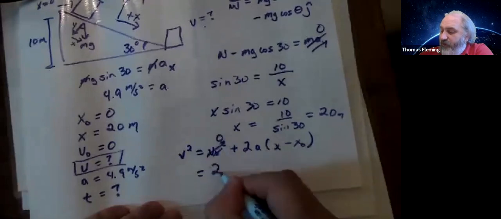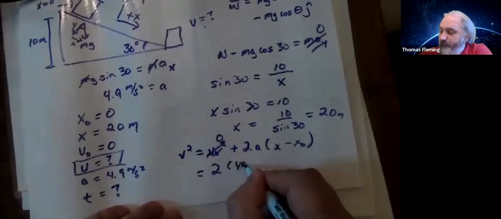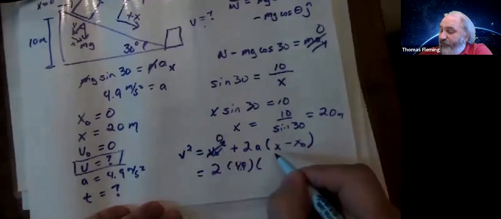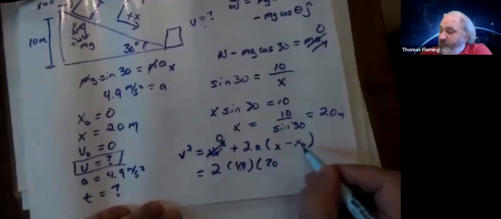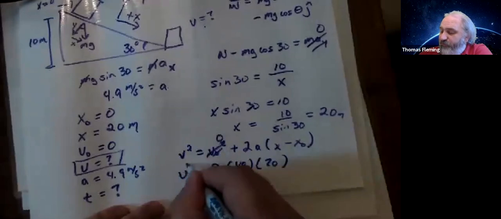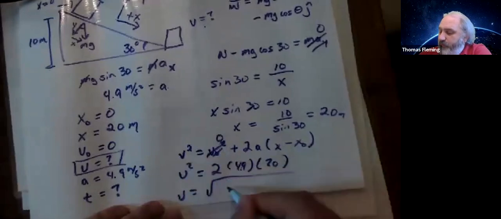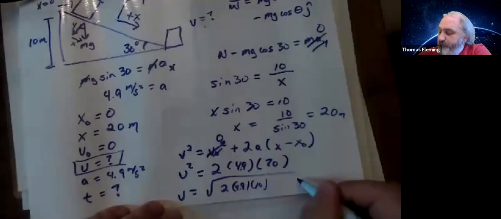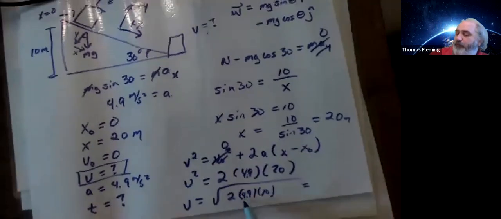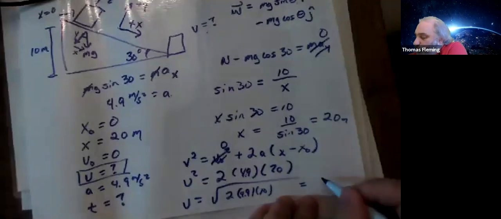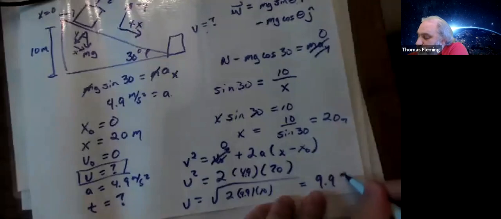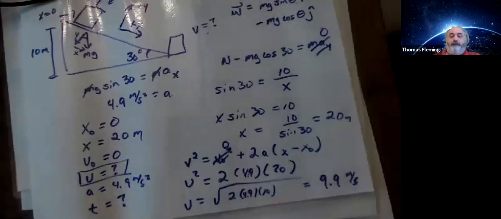So I'm going to have 2 times 4.9 times x final, which is 20, minus x initial, which is 0. And that's v squared. So v will equal the square root of 2 times 4.9 times 20. So 2 times 4.9 is 9.8, times 10 is 98. The square root of 98 is about 9.9 meters per second. Piece of cake.